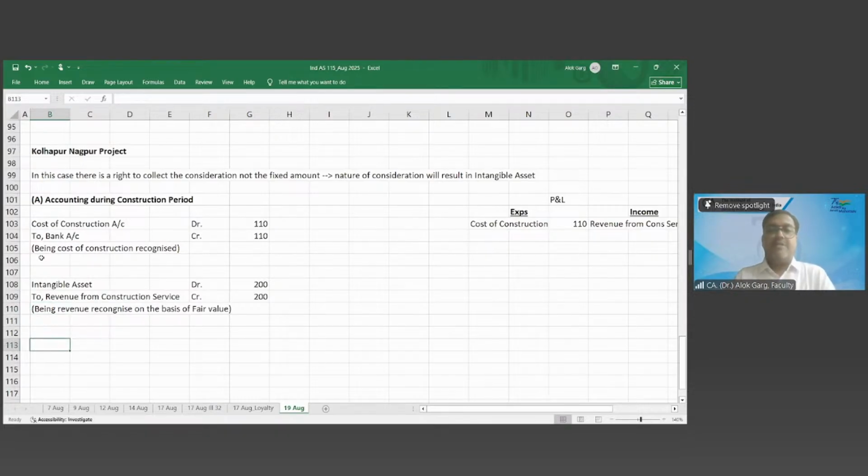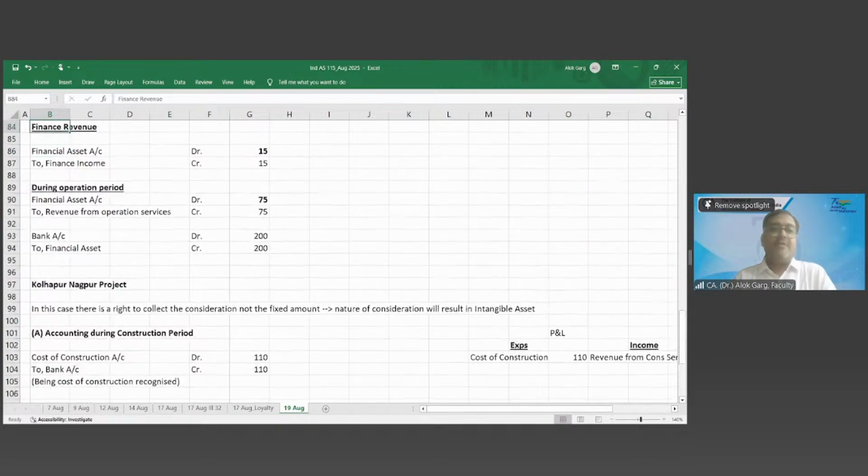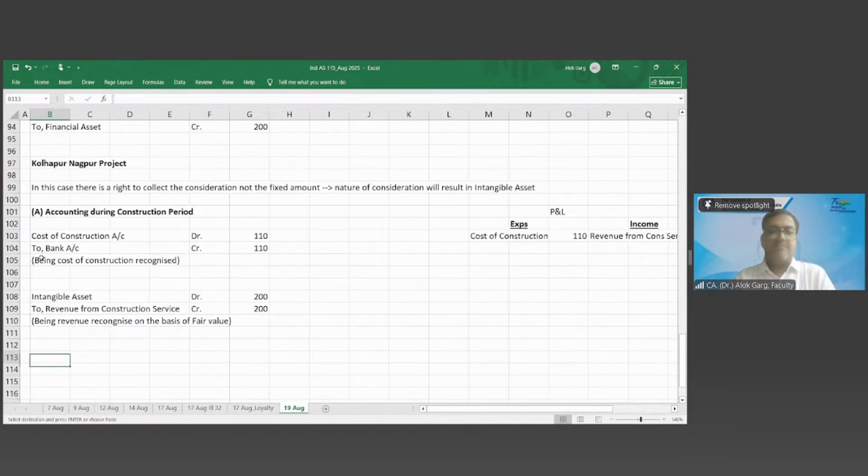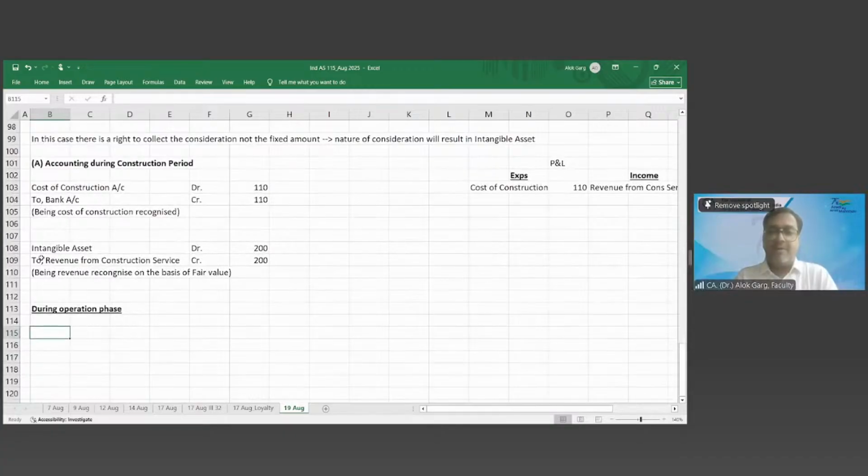Now, what is the next entry during the operation phase? We will collect the amount from the users. Yes, very good. During the operation phase, what will you do? You will collect the amount. You will collect the toll from the users, the collection of toll.